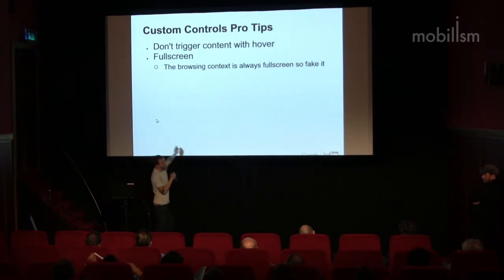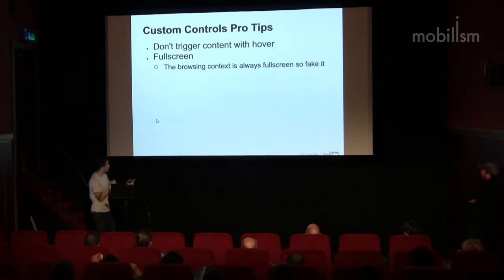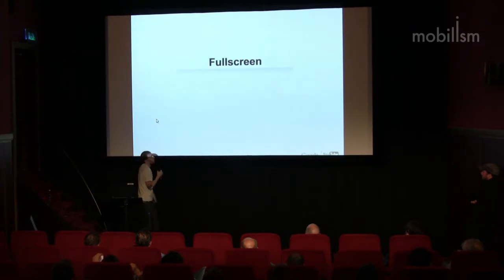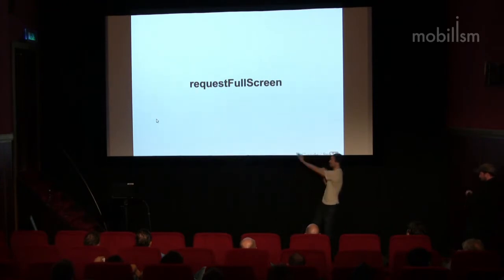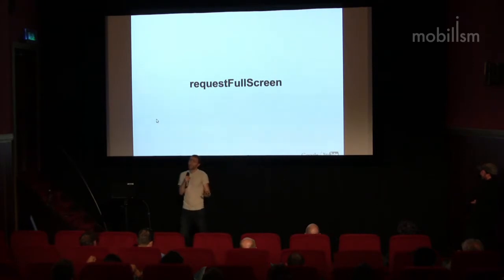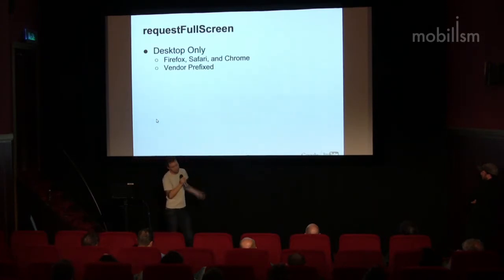We all know that you can't hover on a mobile device, so don't build in hover states. And be aware of the full screen context. Now, what do I mean by be aware of the full screen context? So we have this JavaScript API to request full screen called requestFullScreen. Now, when we call that and we pass it in an element, it stretches the element to fill the entire desktop. It's desktop only, and it's browser prefixed.